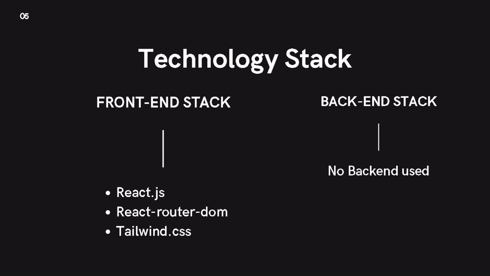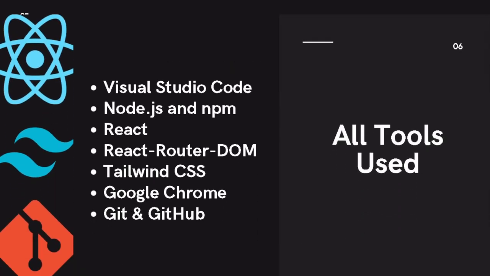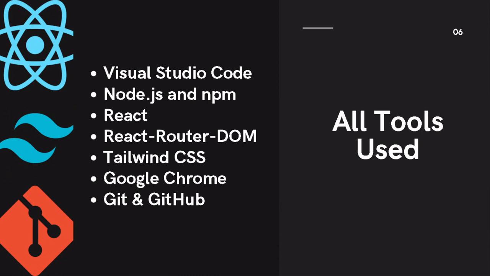Technology stack used. Front-end: React.js, Tailwind CSS, React Router DOM. Backend: no backend used. Tools used are Visual Studio Code as the code editor, Node.js and NPM as the runtime JS environment, React.js as the front-end framework for building the UI, React Router DOM for client-side routing, Tailwind CSS for styling the website, and Git and GitHub for version control.